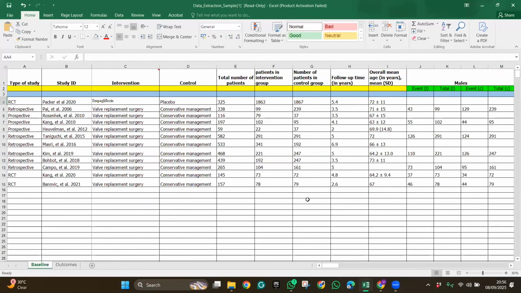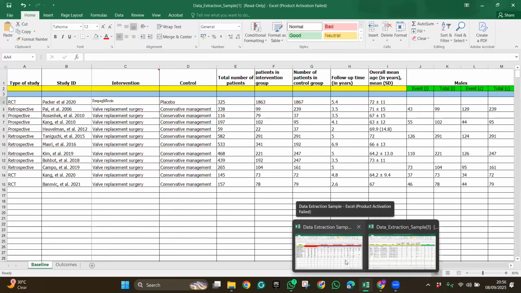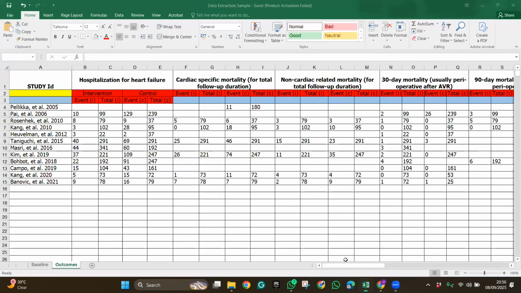Okay, we're done. So we're done with the baseline table. We're going to move to the data extraction part. This is basically our outcome sheet.